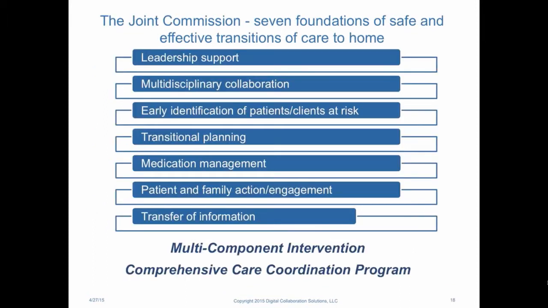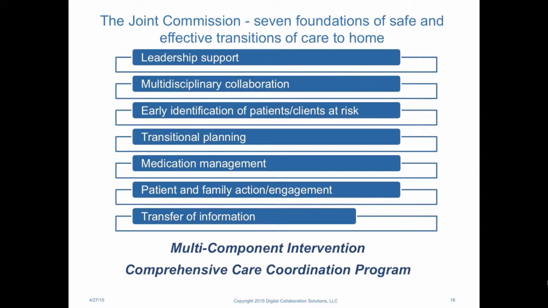So the Joint Commission, I won't spend a lot of time on this, but they recommend 7 foundations of effective transitions. And this is really good basic information. Is the information being transferred properly between all the players? Is the patient and the family involved? Are they engaged with the care of the patient and the loved one?